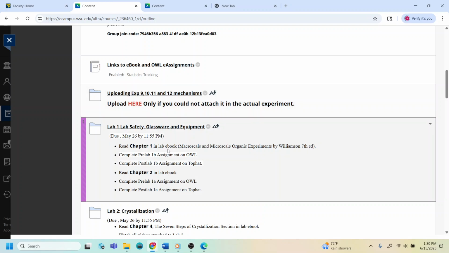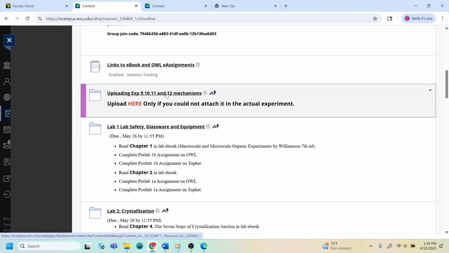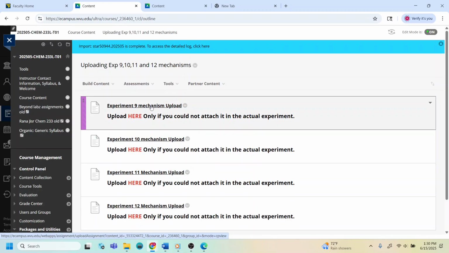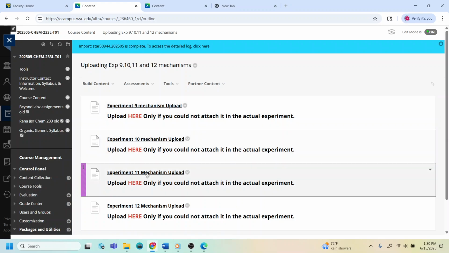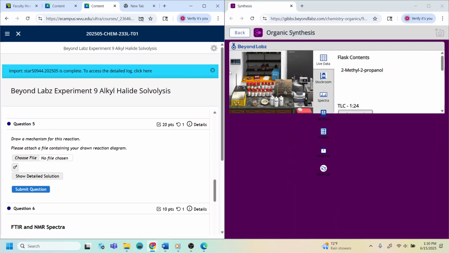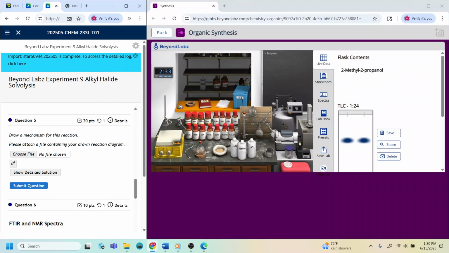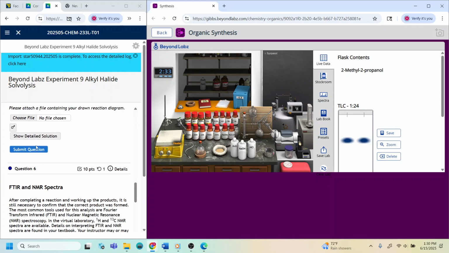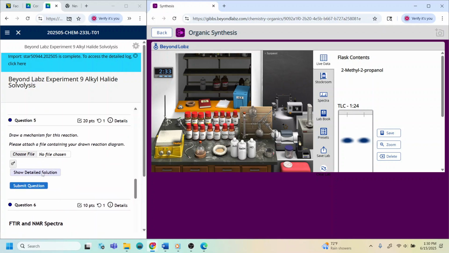So if you go to your course content, you should see here upload for experiments 9, 10, 11, and 12 mechanisms. You can upload it here for experiment number 9. You're going to do the same thing for 10, 11, and 12, but this is your last resort, you guys, because you should be able to upload all of these files on Beyond Labs. Okay, you should be able to do this. So always save your lab just to make sure that we have all our lab data saved, after you go ahead and submit your mechanism. And by the way, this one is very important to submit, and it's out of 20 points. So please do not skip this.